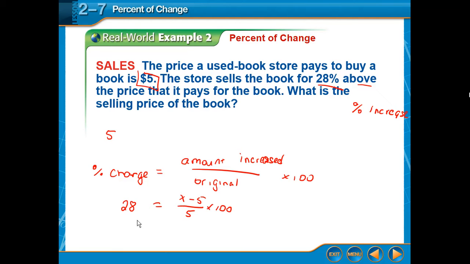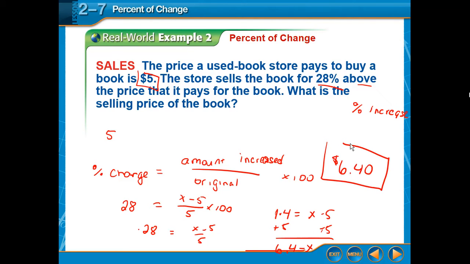So first thing I'm going to do is divide by that 100 and make this 0.28 equals x minus 5 over 5. And then I can multiply by 5. So 0.28 times 5 is equal to 1.4. So I'm going to get 1.4 equals x minus 5. So if I add 5 to both sides, I get 6.4 equals x. So we can say that the book costs $6.40 is the selling price. So the bookstore is going to sell it for slightly more than they bought it for, so they can make a profit. So this answer makes sense.